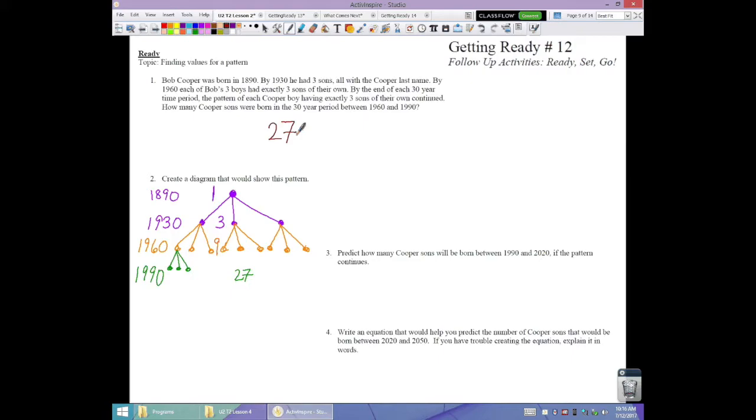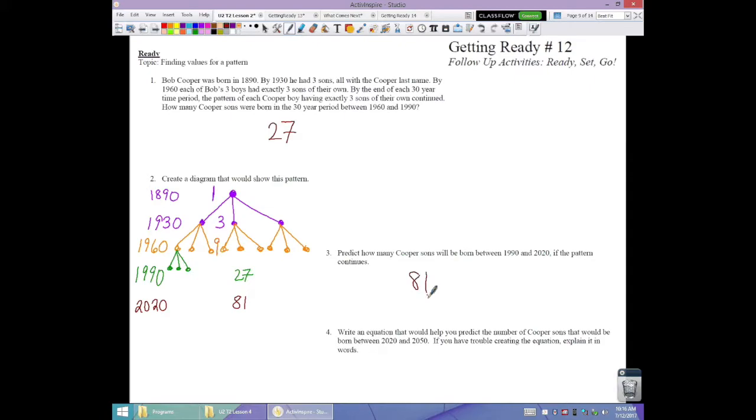Number 2, we've already done. We have our diagram. Number 3, predict how many Cooper sons will be born between 1990 and 2020 if this pattern continues. Well, 2020 is the very next generation. So those 27 green sons would each split into 3 of their own. So if we multiply that 27 by 3, that generation ends up with 81 Coopers.